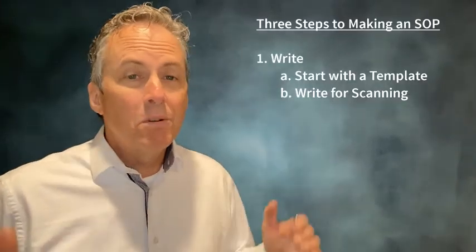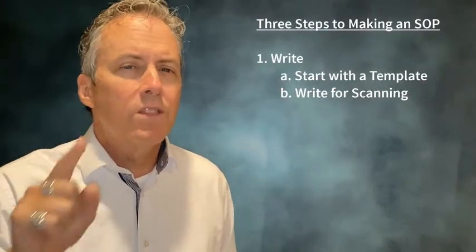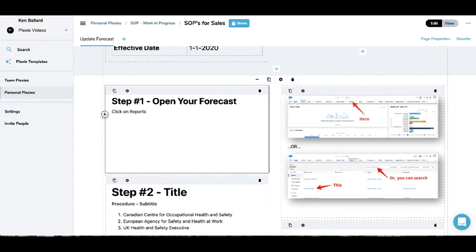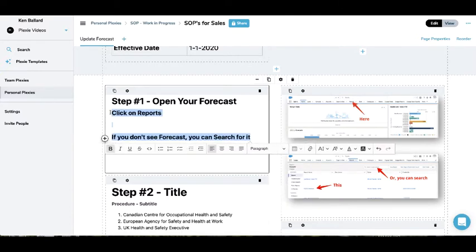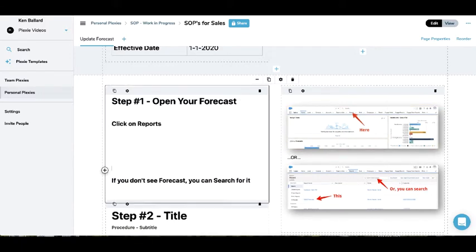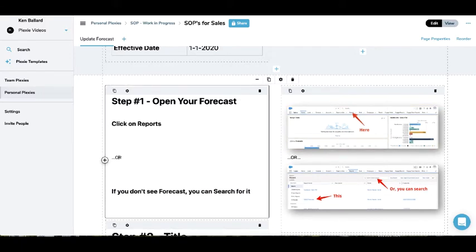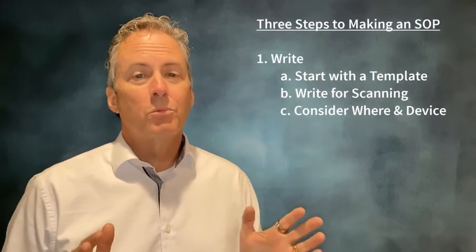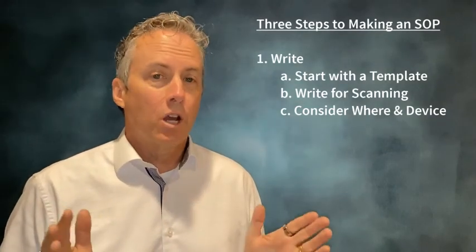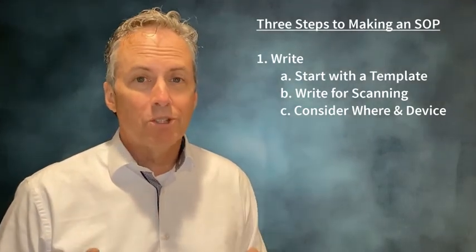Now keep in mind, people are not going to read your SOPs. They're going to scan them. You want to write your SOPs to be used in the moment. Use big fonts for the most important concepts. And make sure your pictures are helpful. This also means that you need to consider where and on what device your SOPs will be used.